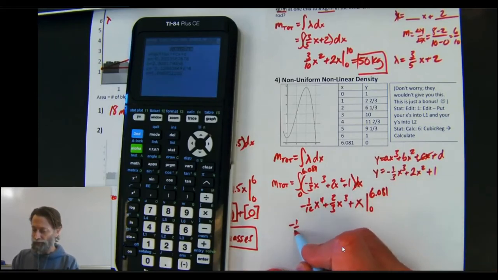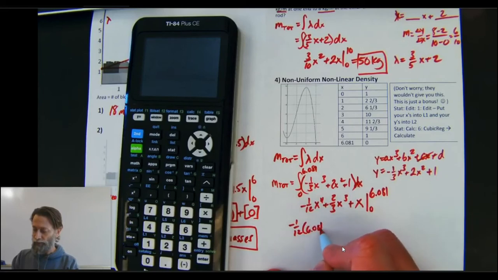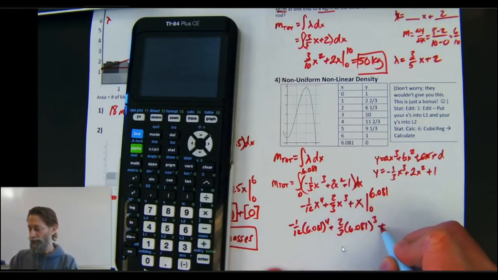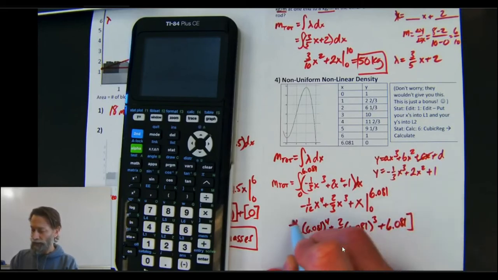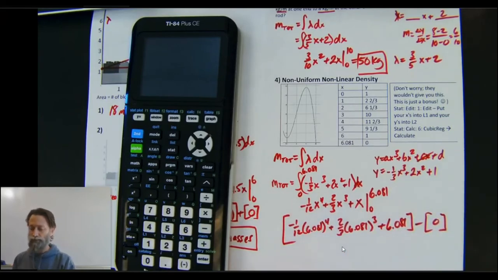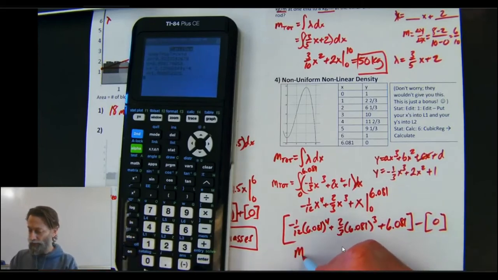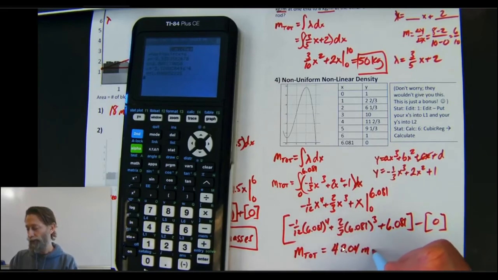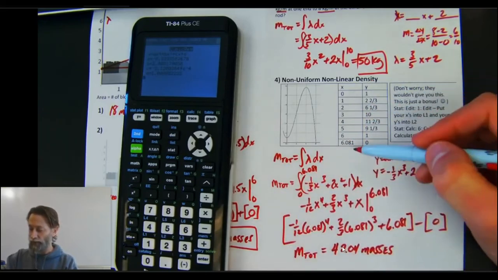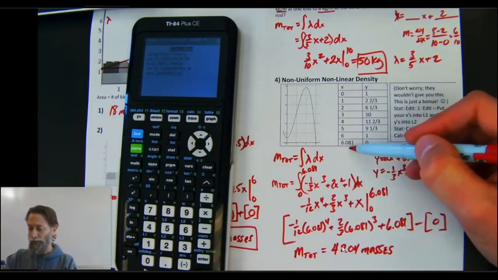So now I'm going to plug my values in. Negative 1/12 times 6.081 to the 4th plus 2/3 times 6.081 cubed plus 6.081, and all of that minus the same thing with the 0 in for all of our x's, which comes out to be 0. When I punch that into my calculator, I should end up with a total mass of 42.04 masses. That's the amount of mass that would be between the range of 0 and 6.081.